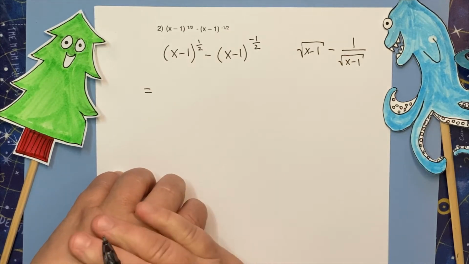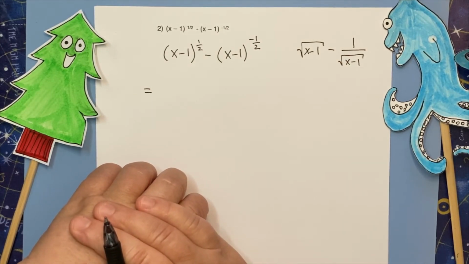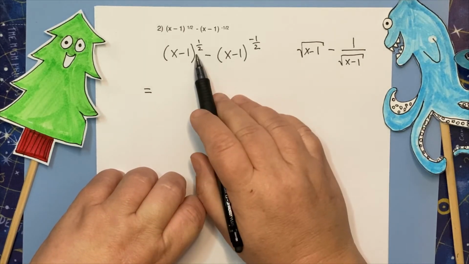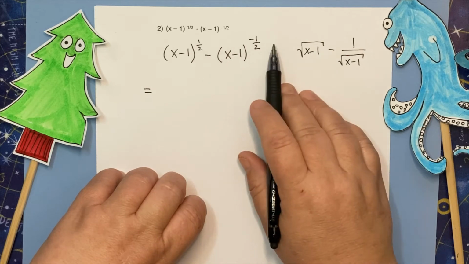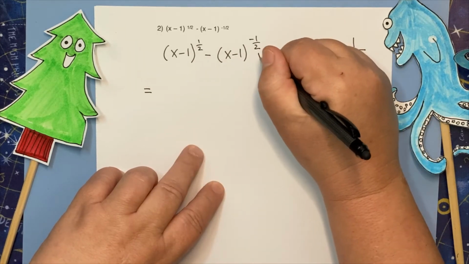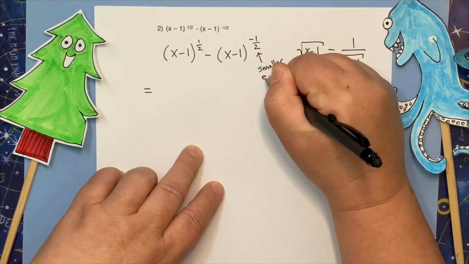Okay, so the first thing I'm going to identify is the smaller exponent. It's not always the first one. So I'm not going to try to factor this one. I'm going to try to factor this one. So I'm going to make a note. This is the smaller exponent.